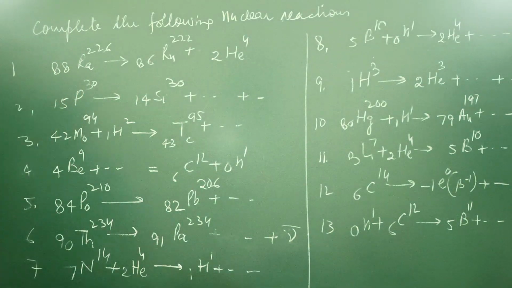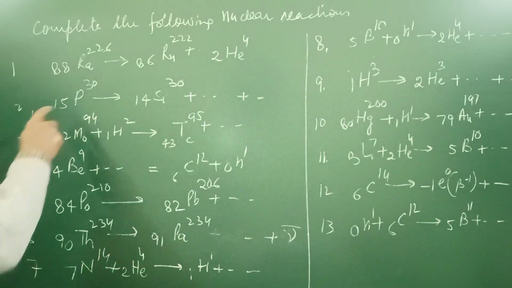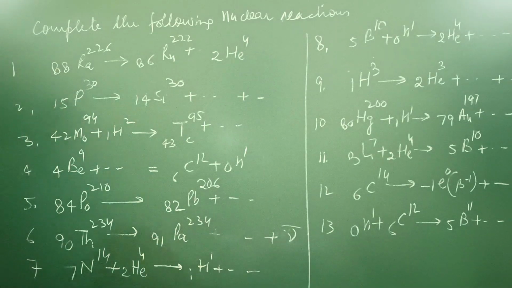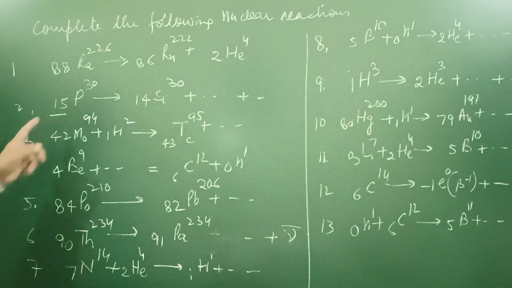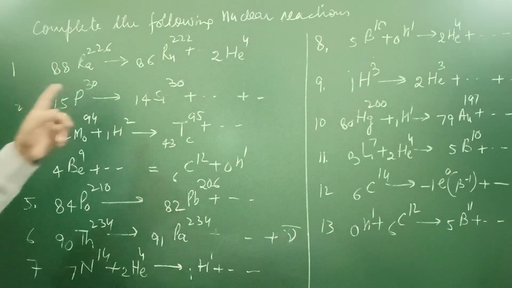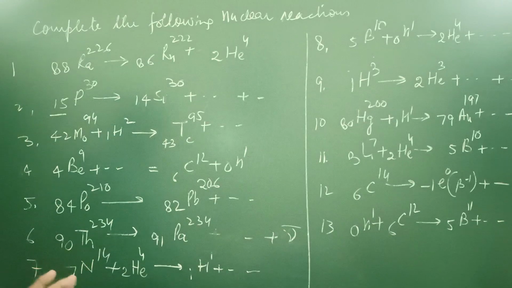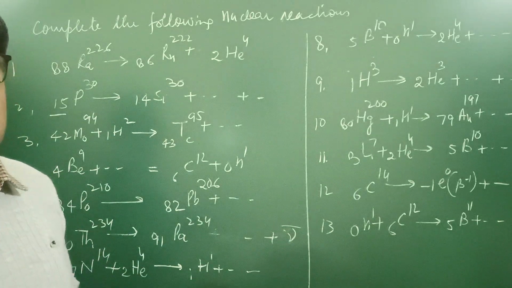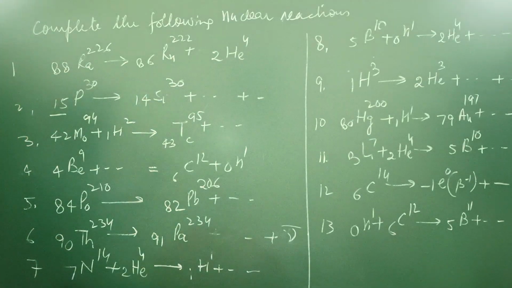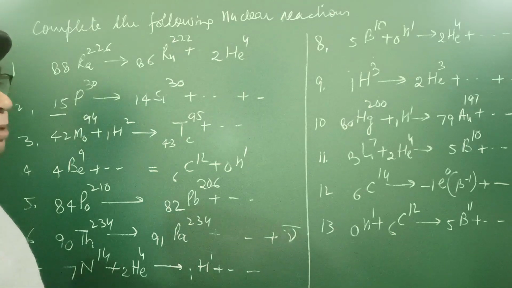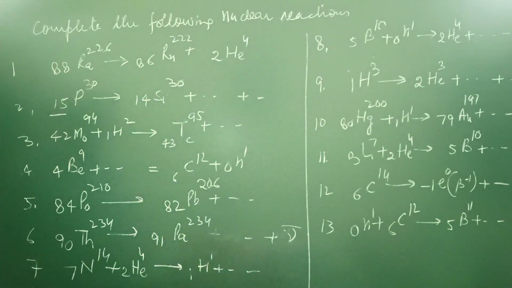Now 15P31 gives 15P30. P is for phosphorus. Remember 15 is the atomic number of phosphorus, 14 is the atomic number of silicon. So now the atomic number has decreased, but the mass number has not changed. In which nuclear reaction does the mass number not change? Beta decay. But beta decay, I told you, is of two types, positive beta decay and negative beta decay. In positive beta decay you get a positron and a neutrino.